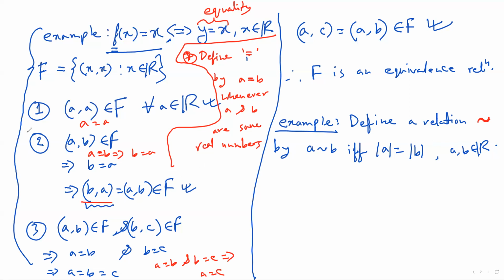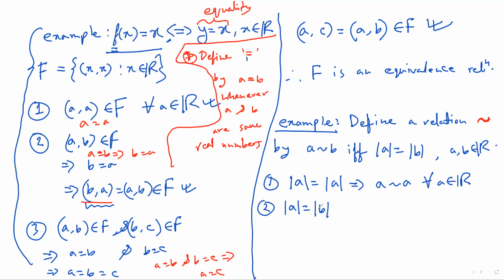That would be sufficient. Similarly, in this example on the right-hand side of the board now, we can just check the conditions one by one and write this. Modulus of A and modulus of A are the same anyway, which implies A is related to A for all A in R. The second condition looks like this now. To be more formal, start with A related to B, which would imply modulus of A is equal to modulus of B, which would imply modulus of B equals modulus of A, which would imply B is also related to A. And this is for all real numbers A, B.